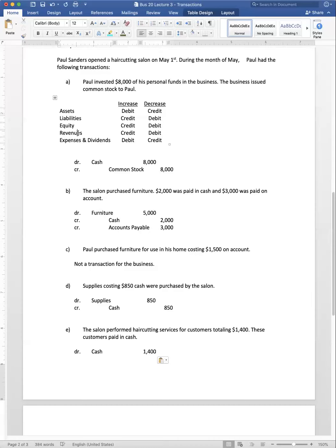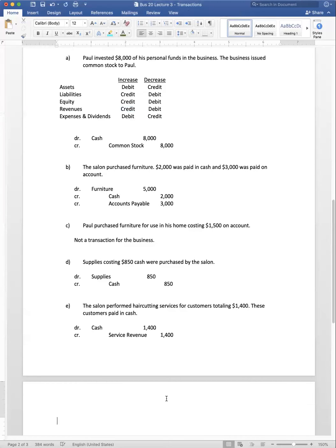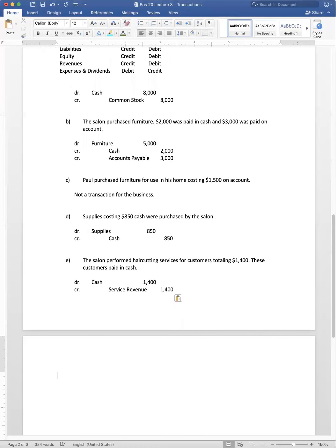All right, so clearly that's revenue. So does the company have more revenue or less? Well, we are now earning money. We're earning revenue. So revenue is actually increasing. So that will be our credit. Okay. All right, now let's try a similar transaction here with F.